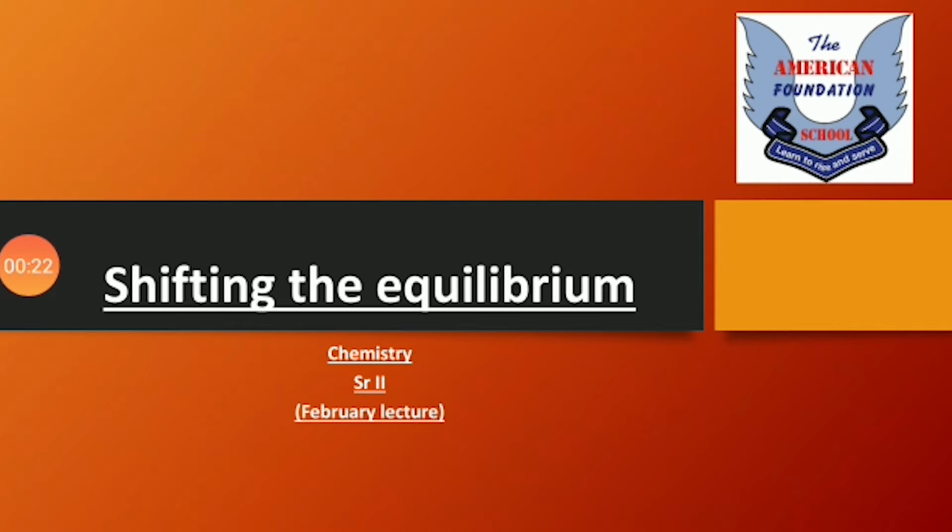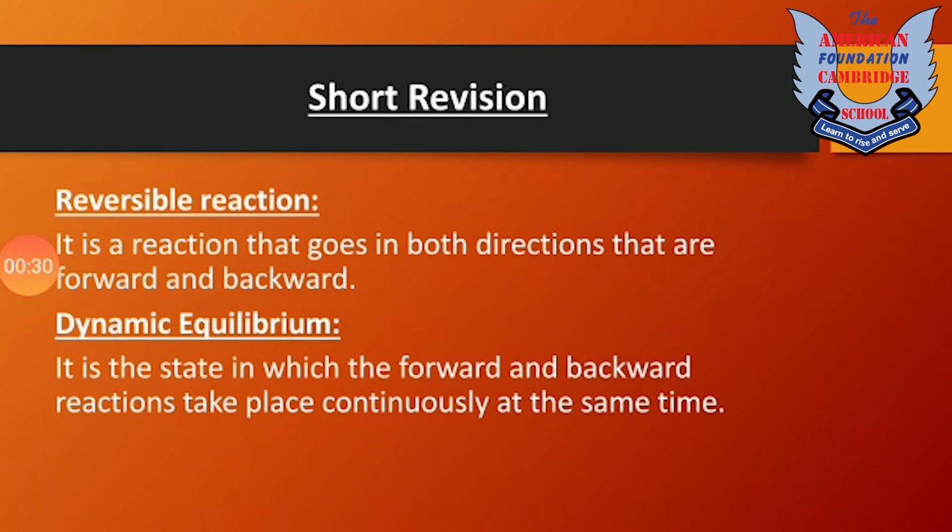I'm here to explain to you the chapter Shifting the Equilibrium. This chapter is partially included in your February breakup, and the remaining chapter will be covered in your March breakup. So let's have a short revision of the previous chapter which we discussed in the class, that is reversible reaction, because that chapter is related to the Shifting the Equilibrium chapter. So you need to revise it as well.